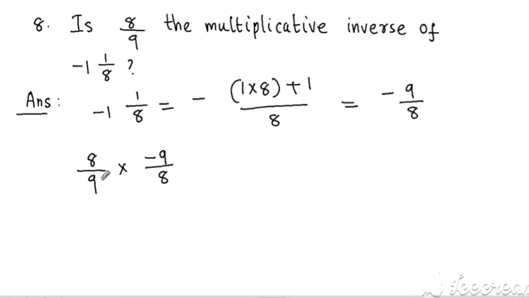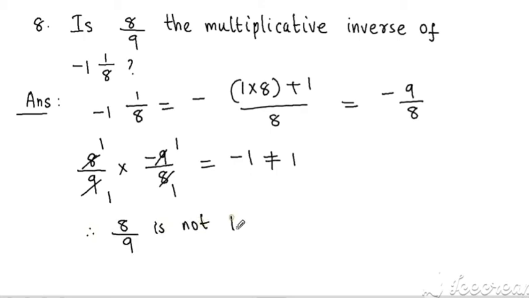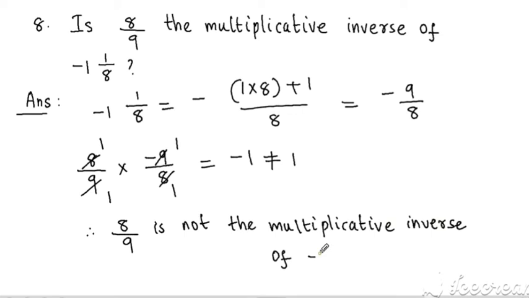You can see their product is, if you cancel, you will obtain negative 1. So this is not equal to 1. That means they are not multiplicative inverses. So we can say 8 by 9 is not the multiplicative inverse of negative 9 by 8, that is the same as negative 1 and 1/8. So 8 by 9 is not the multiplicative inverse of negative 1 and 1/8.